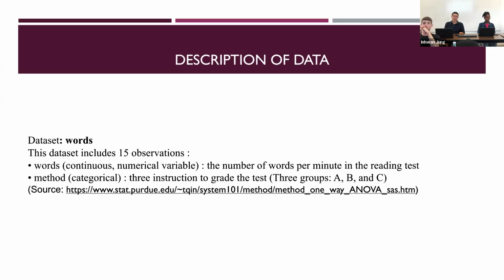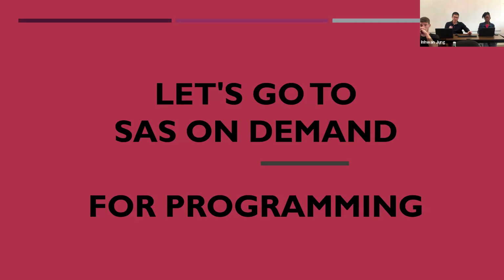The data set we are using is the words data. This data set includes 15 observations and 2 variables. The words variable has the number of words per minute in the reading test. And the method variable has 3 categories: A, B, and C. So let's go back to the SAS OnDemand.